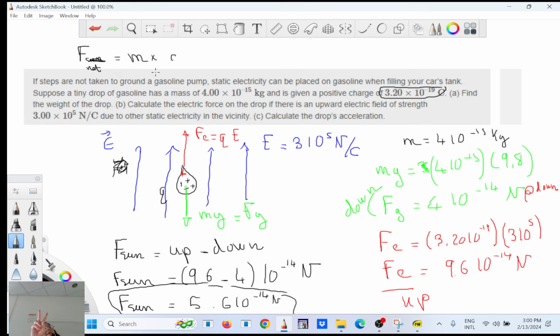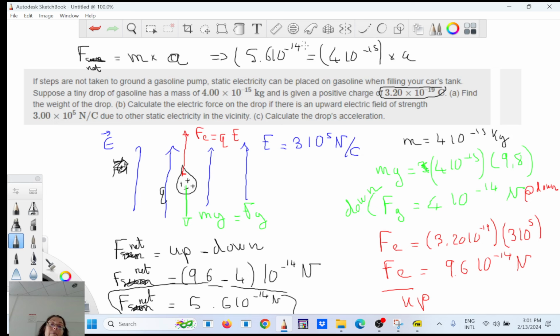No, no, no. Newton's second law. Acceleration. If there is a force, there is an acceleration. If there is an acceleration, that means there is a force. So can you find the acceleration? This I should call the net. Okay, sorry. You can fix that, especially if you have a tablet. It should be called the net. Up minus down. So you have 5.6 times 10 to the negative 14 equals the mass. What's the mass? 4 times 10 to the negative 15 times the acceleration.